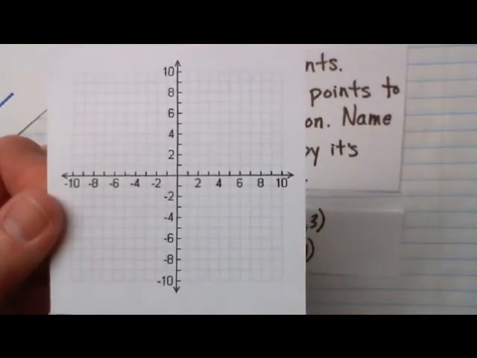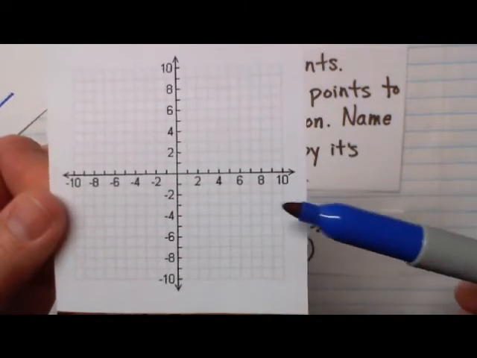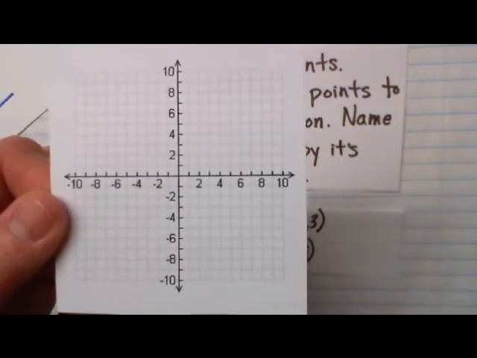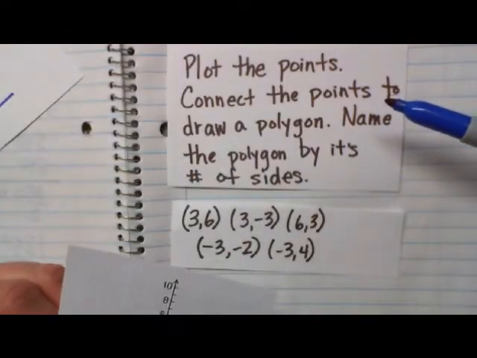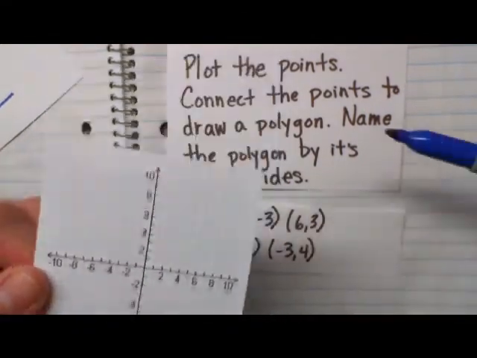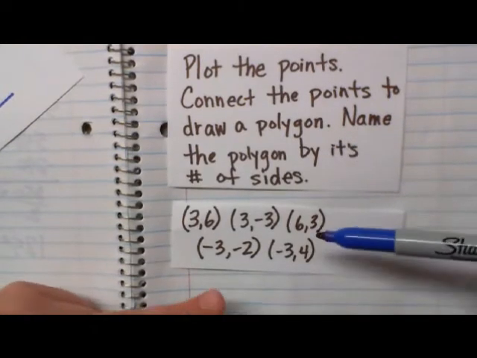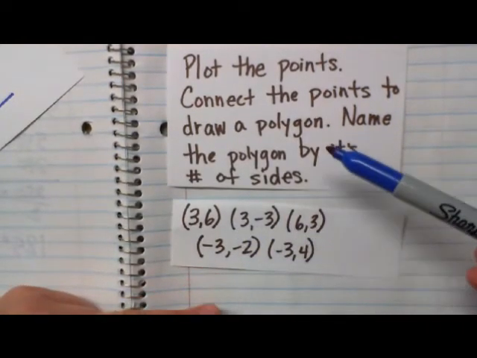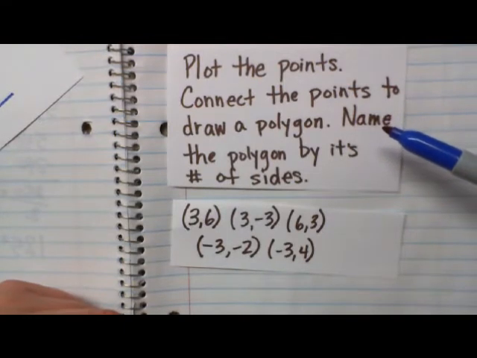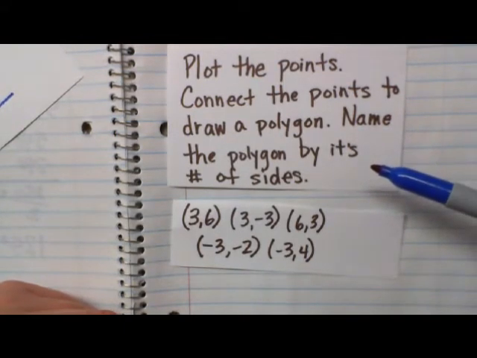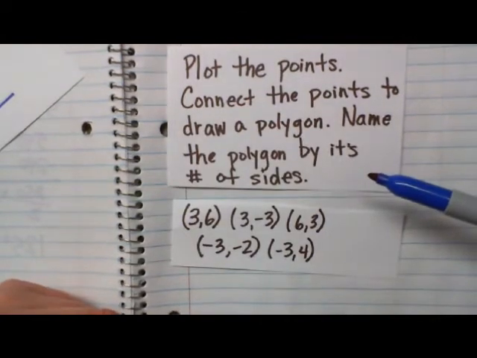Here's the last thing we're going to do tonight. So get your little coordinate plane, and get ready to use it. This is what we're going to do. We're going to make a connection between the coordinate plane and polygons. I have here a series of points, and we're going to plot the points. We're going to connect the points to draw a polygon, and then we're going to name the polygon that we've made by the number of sides that it has.